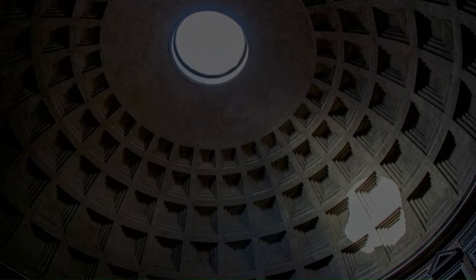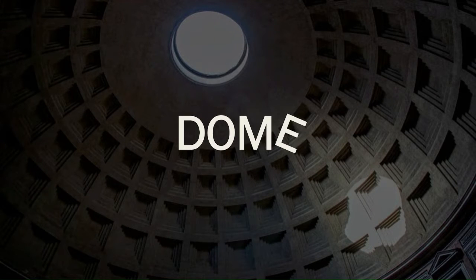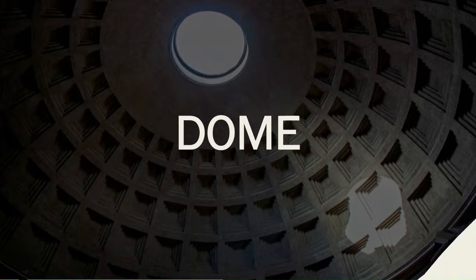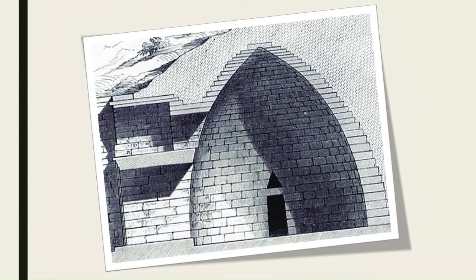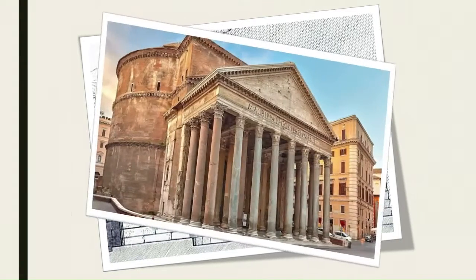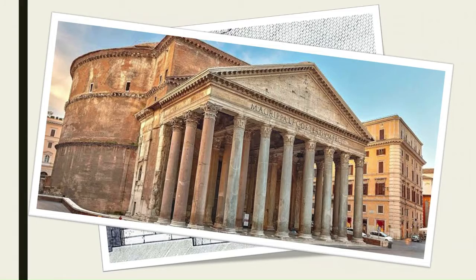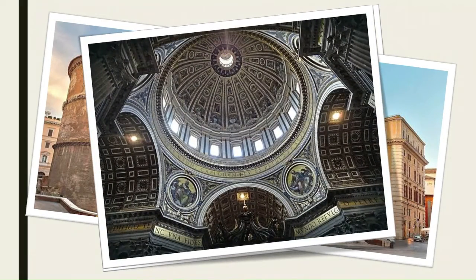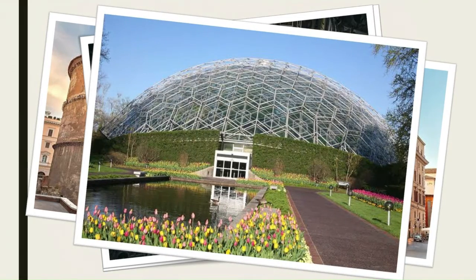The second one is the dome. A hemispherical structure evolved from the arch, usually forming a ceiling or a roof. These are the examples of dome. The first one is the masonry hemisphere. The next one is the Roman Pantheon. The third one is the cylindrical wall or a drum. And the last one is the geodesic dome.